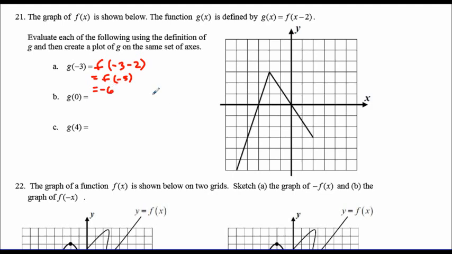You're going to plot that point. So when the x value of g is negative 3, the y value of g is negative 6. So I'm going to go over here to negative 3 and plot a point right here. Okay, I want you to do the same for b and c, and then play the recording when you're ready, please.